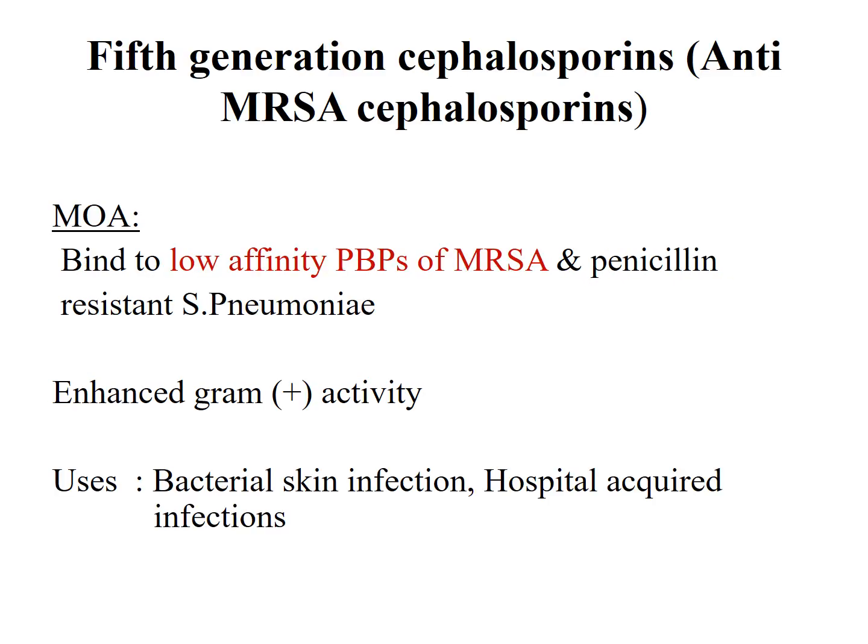Moving on to fifth generation cephalosporins. It's also known as anti-MRSA cephalosporins. They bind to low affinity penicillin binding proteins of MRSA as well as Streptococcus pneumoniae. Usually the resistant organisms' penicillin binding protein shows low affinity to these beta lactams or any other antibiotics, but our fifth generation agents even bind to these low affinity penicillin binding proteins and exhibit their action.